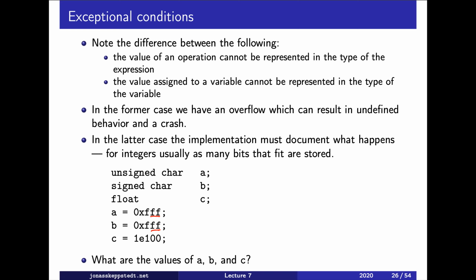What will happen now? Well, for this, what will the values be? That's the question. Here we will have an unsigned char, so 8 bits, and we store 8 bits. I mean, 0xff. f is 4 bits, so the value will be 255. Here we store also 2 f's, so the value will be -1.